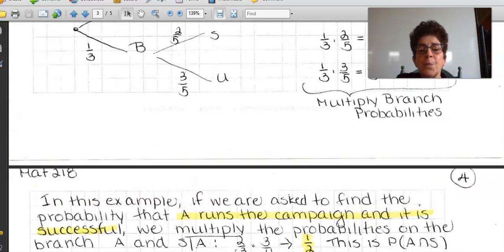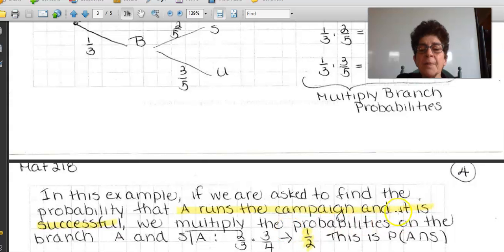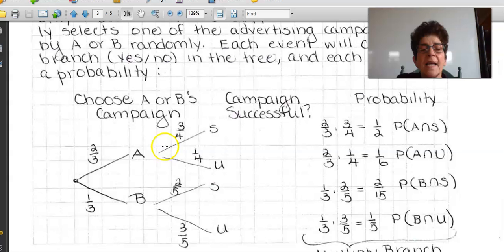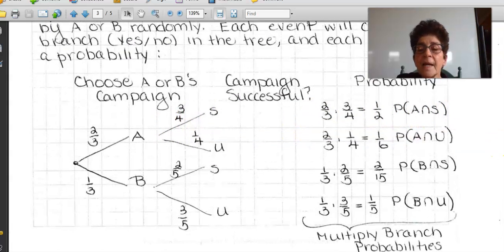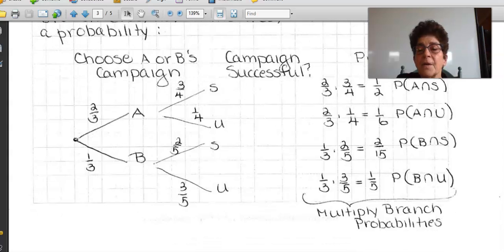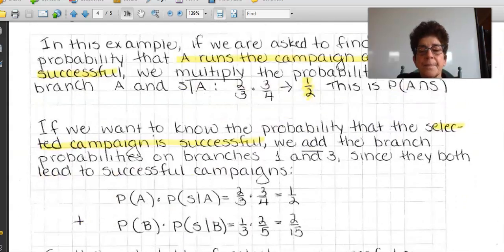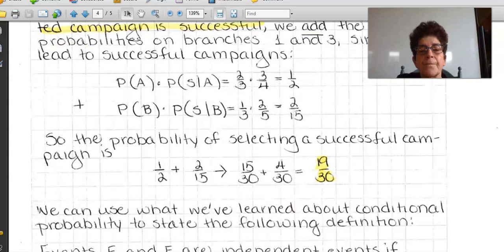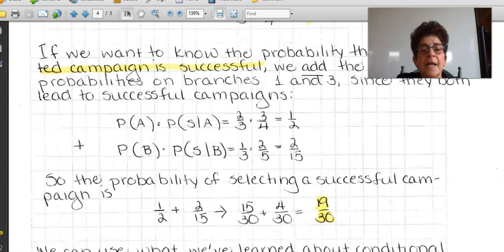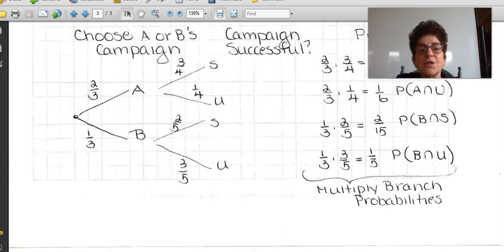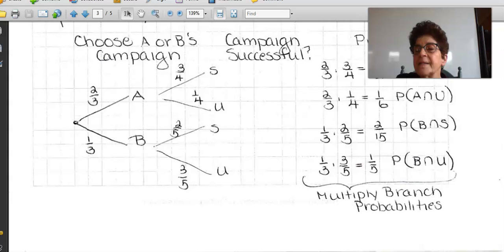So again, if you wanted to know the probability that A runs the campaign and it's successful, you're just going to go down this A and successful branch. Likewise, the same thing with any of the other possibilities. If you were interested in the probability of selecting a campaign that was successful, you have to consider what are the branches in the tree that lead to successful campaigns.